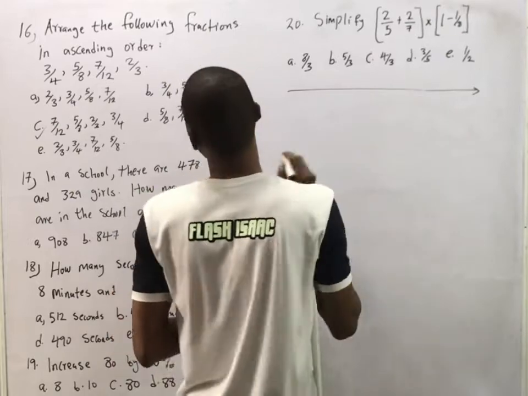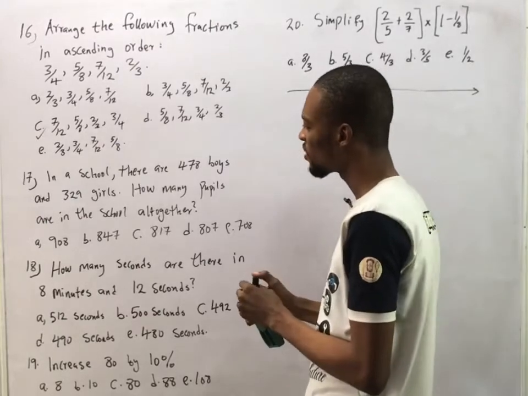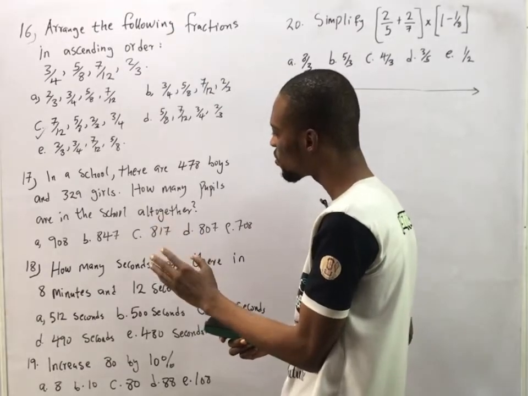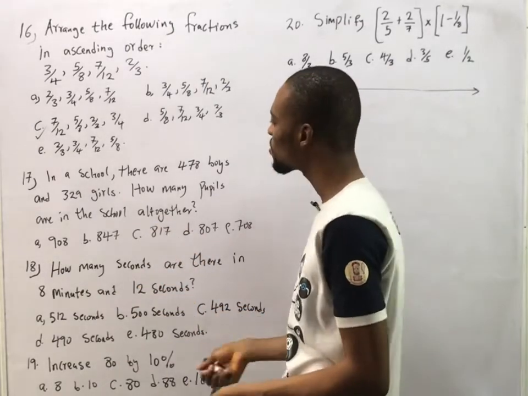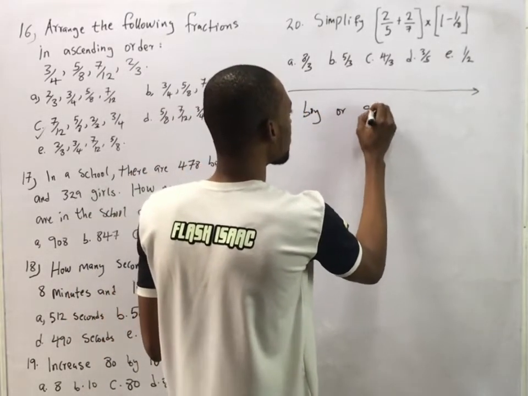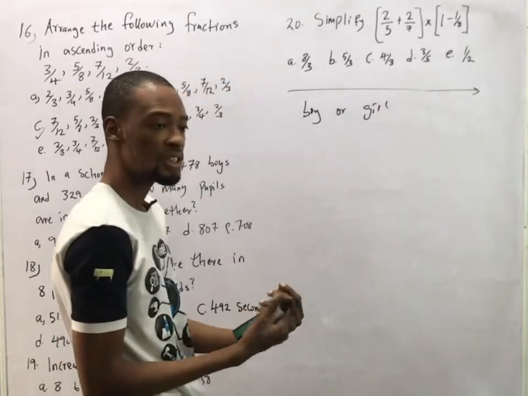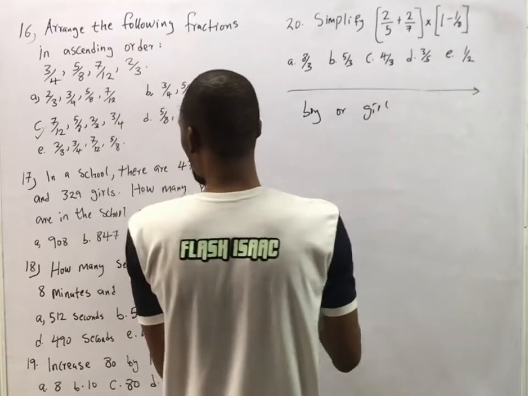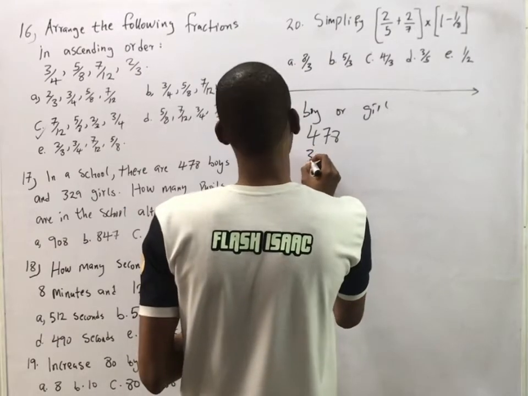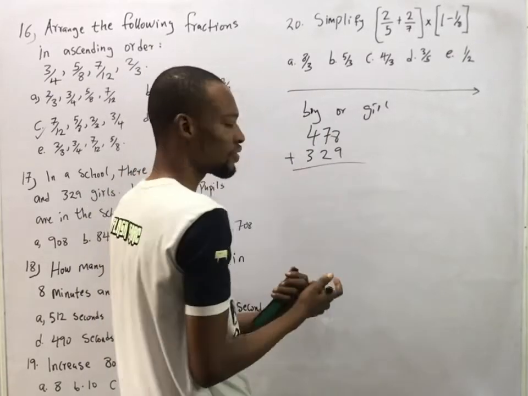So let's look at the next question. The next question says, in a school, there are 478 boys and 329 girls. How many pupils are in the school altogether? So in a school, a child can either be a boy or a girl. So the total number of pupils in the school will simply be the total boys plus the total girls. Total boys is 478 and the total girls is 329. So the total people in the class will simply be adding both of them.